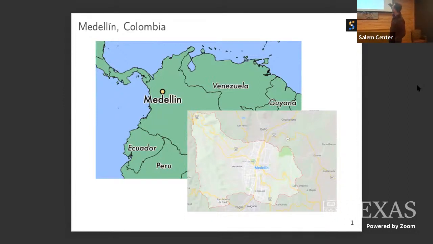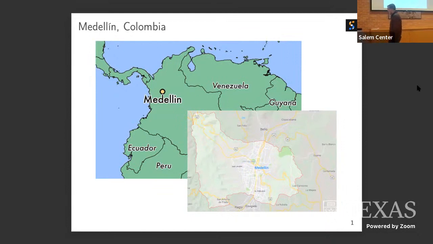Here, this upper left map is just showing kind of where Colombia is situated in South America. It's in the northwestern part. And then Medellin is in kind of the northwestern part of the country. As we go down to the bottom right, what we have is a zoom in to the cityscape of the city of Medellin.